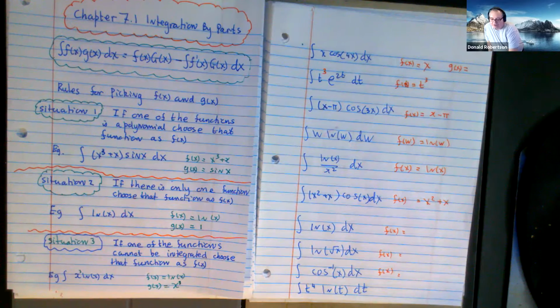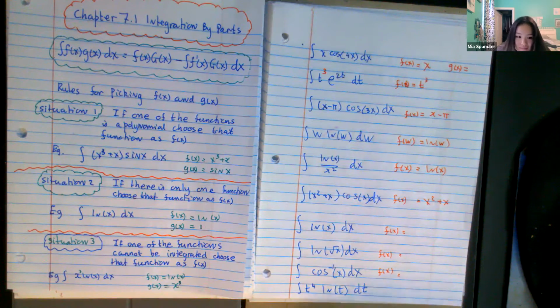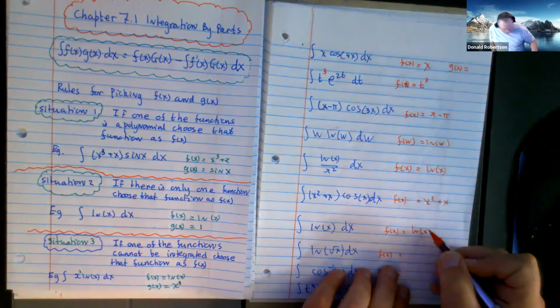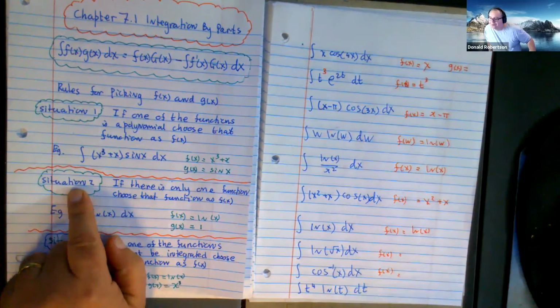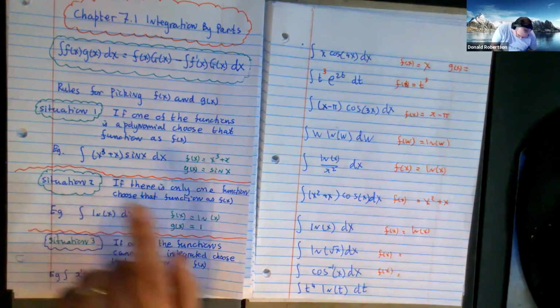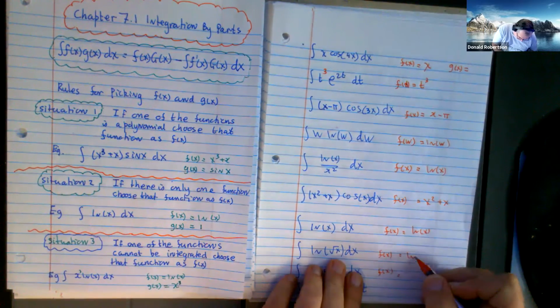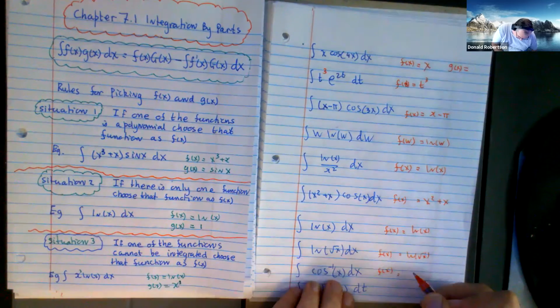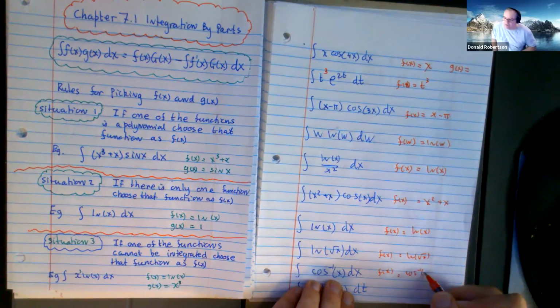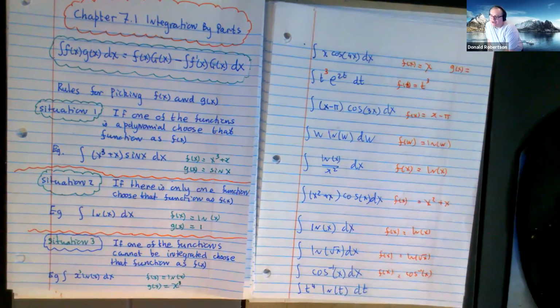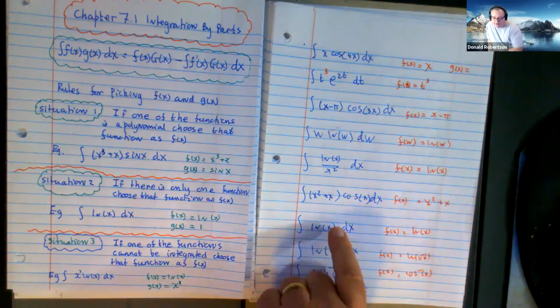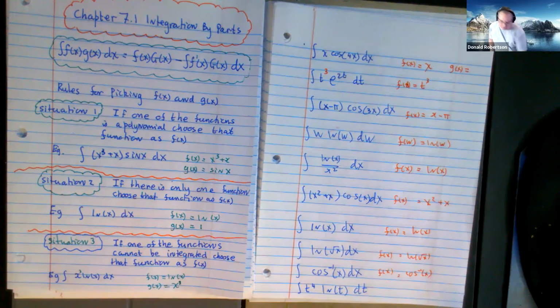I'm surprised I haven't got an answer yet. The natural log of x. Yes. Doesn't that count as situation 2? In fact, doesn't this one count as situation 2? And doesn't this one count as situation 2? If ever you only have a single function to integrate, inverse, cosine, log, whatever it is, that's the guy that's going to be f.